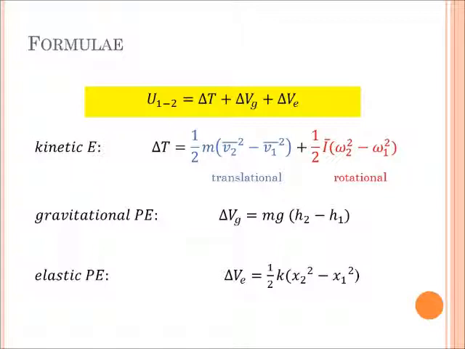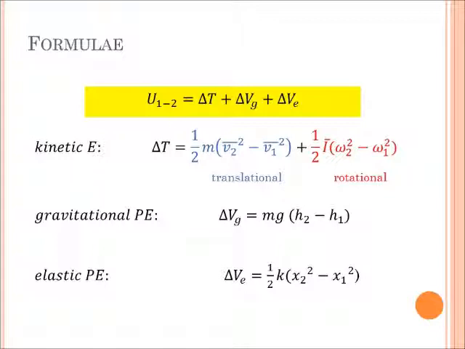from the first to second state of a system equal to the change in kinetic energy plus the change in gravitational potential energy plus the elastic potential energy. Now, kinetic energy can be split into translational and rotational motion.